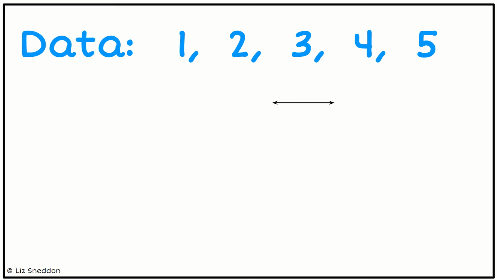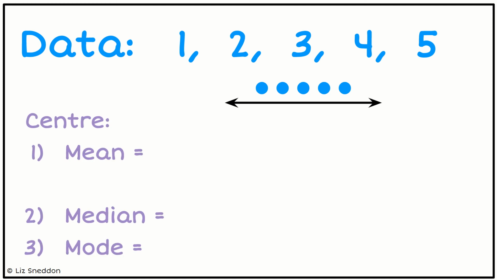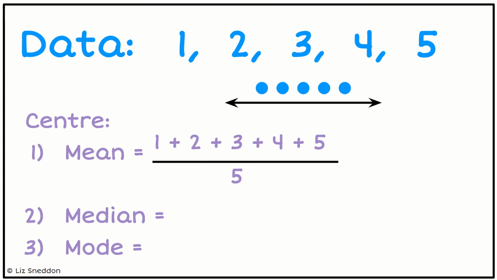If I have these data values here, 1, 2, 3, 4, 5. So I'm just going to draw them very roughly on a plot, on a graph, and you can see there, pretty straight. So let's calculate our centres, mean, median and mode. So mean, add up all the values, 1, 2, 3, 4, 5, divide by how many data values I have, which is 5, and that gives us a mean of 3. Our median is the number in the middle, which is 3. So you can see both the mean and the median are exactly the same for the set of data.